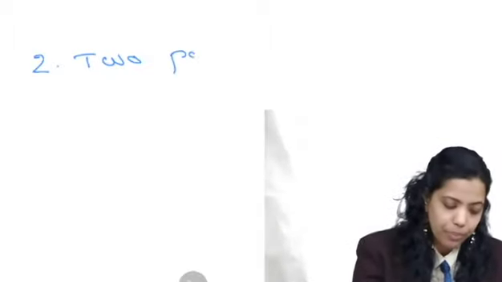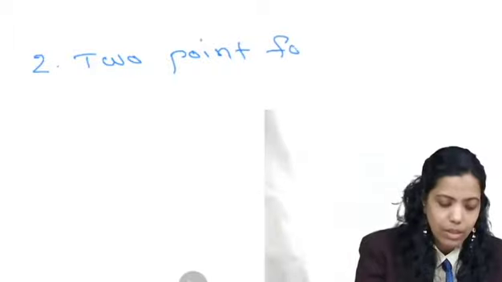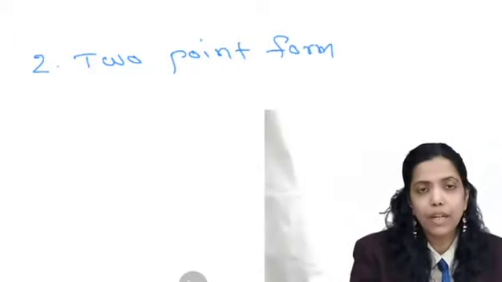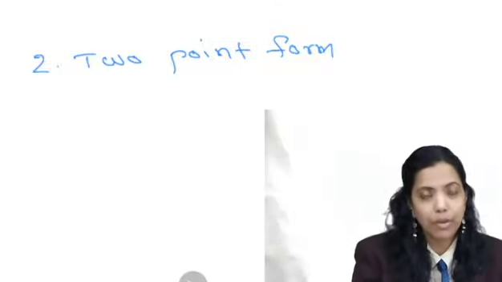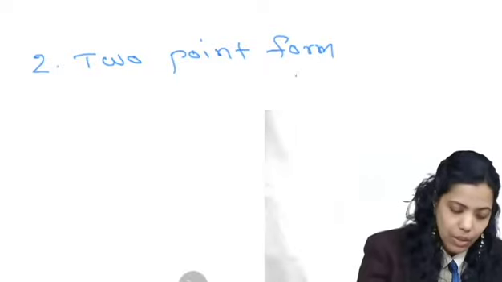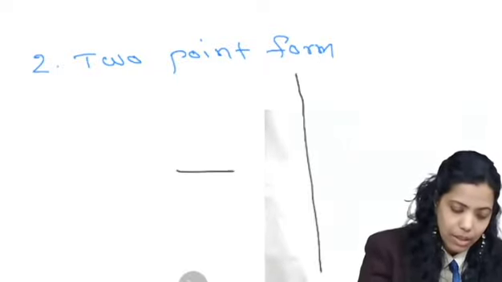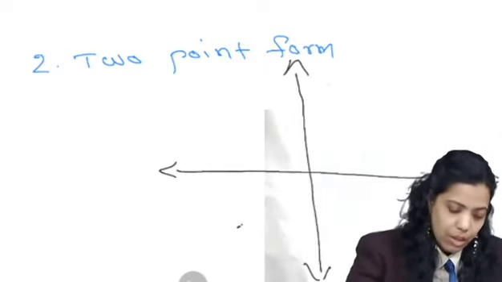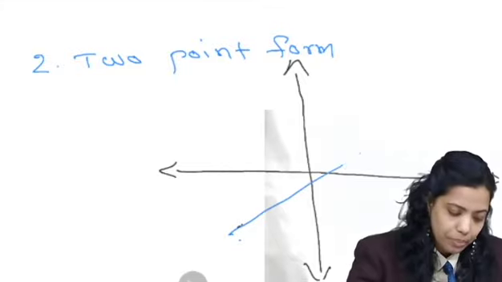So what is the next form of the equation of the line? The second one is known as the two-point form. From the name itself, it's clear that when it is two-point form, definitely two points will be given to you. From that we have to frame the equation of the line. So let us consider the Cartesian plane as usual, and we can draw a line over here.